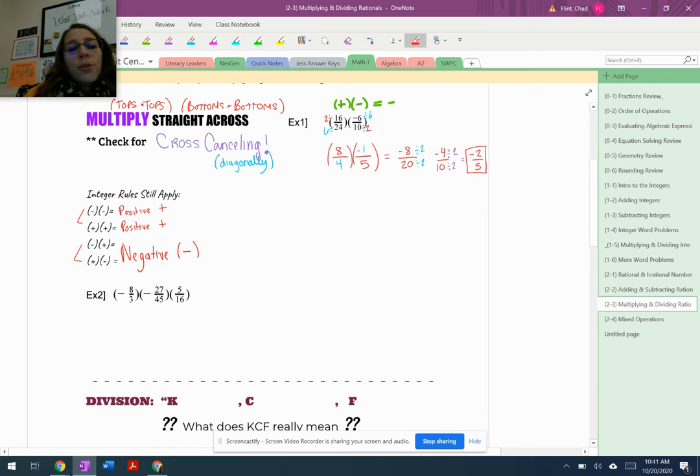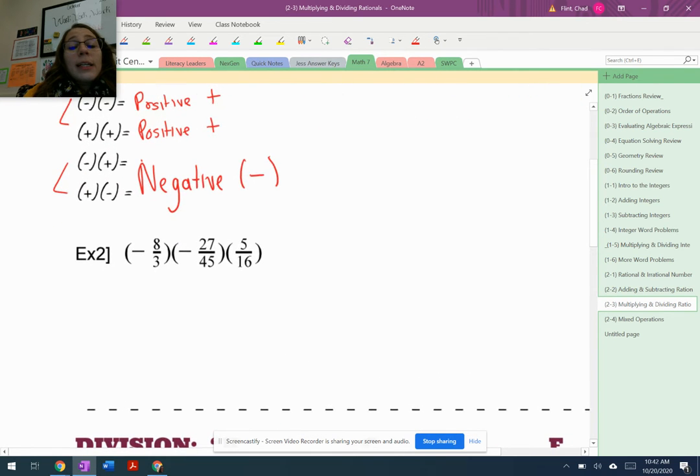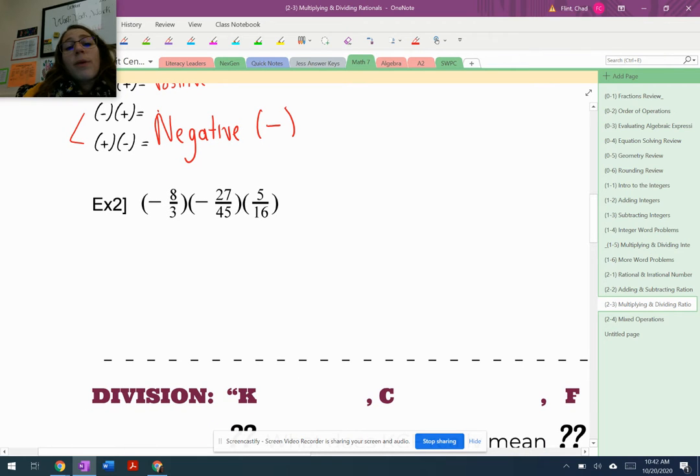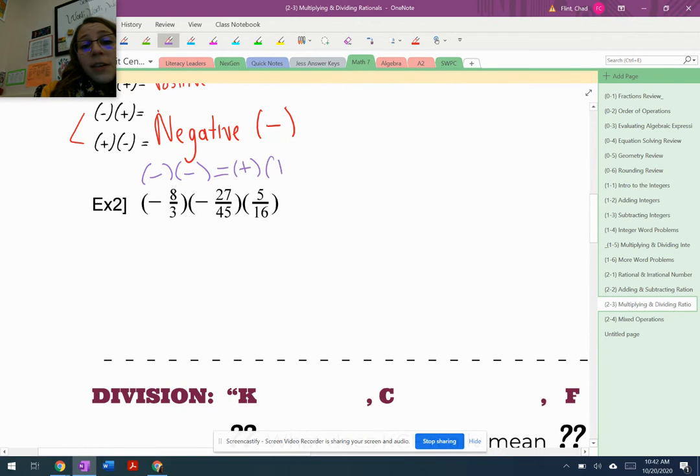All right, example 2 for notes for 2-3. Here we have three numbers being multiplied, or three fractions, three rational numbers being multiplied. Remember, our rules only work for two at a time. So here, when I have a negative times a negative, that's going to turn into a positive, and then a positive times a positive is going to be a positive. So I know in the back of my head here that my final answer should be positive. Negative times the negative equals a positive, and then positive times the positive equals a positive.